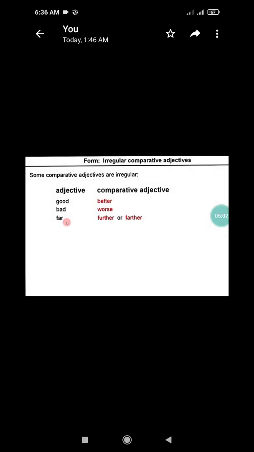And finally, we see the irregular comparative adjectives. Some comparative adjectives are irregular, they don't follow any rules. For example, good, better, bad, worse, far, farther or further. They have the same meaning.